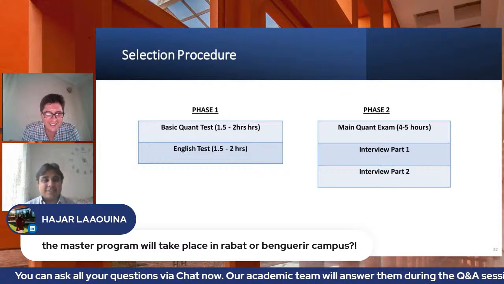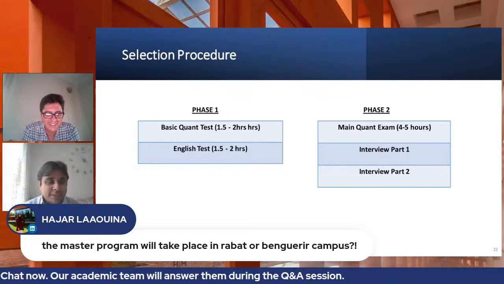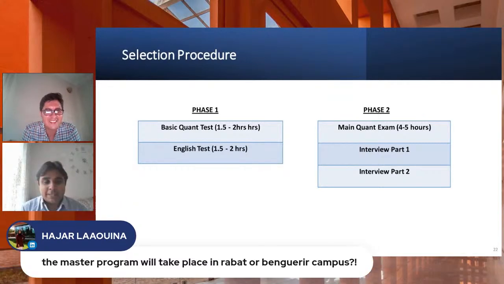We have a first question from Hajar. She asks, will the master's program take place in the Rabat or Benguerir campus? Yes, the master will be in both, but not at the same time. We are not yet at this point, but it will be first in Benguerir, and then we will move to Rabat. Exactly.